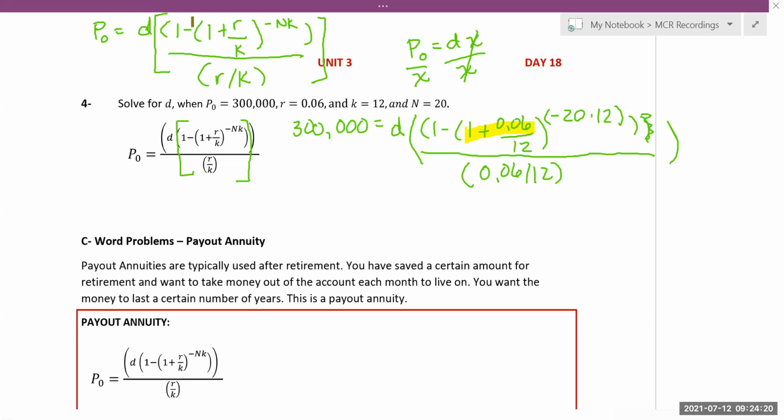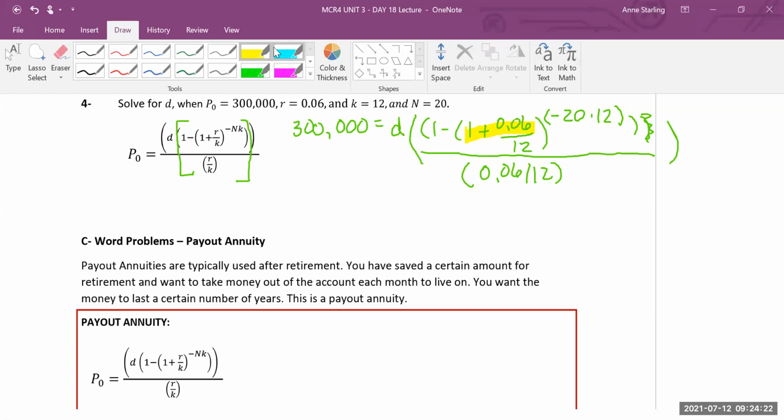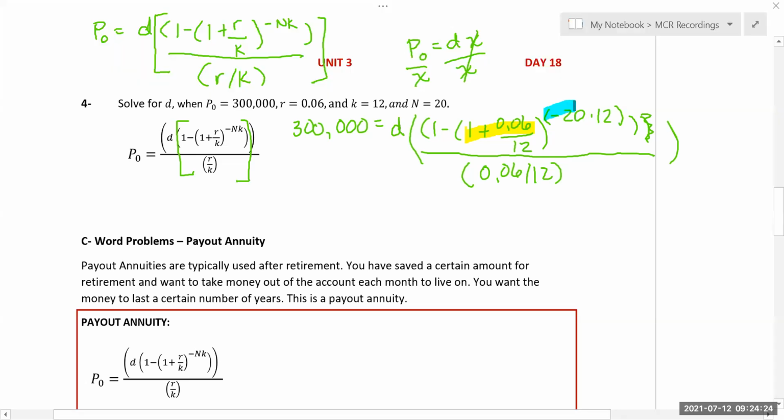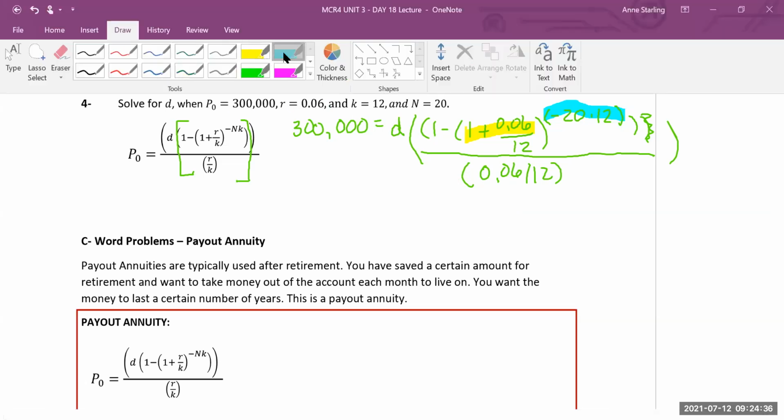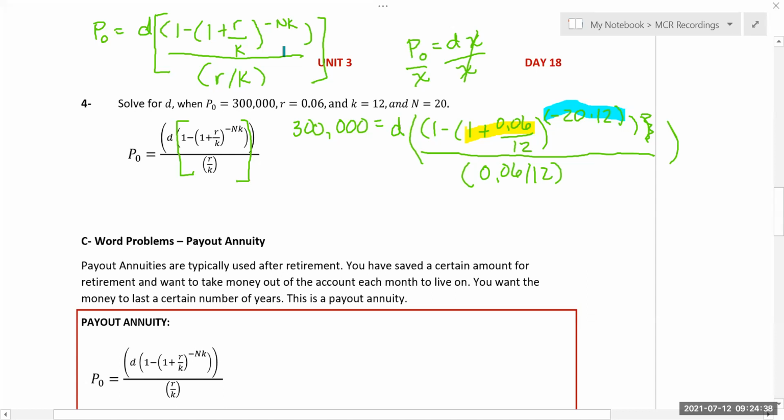And then I would raise that to this piece, then subtract it from 1, divide it by 0.06 divided by 12, then divide that number in. All right, so what you have if you're doing this correctly, and if you're not, just go back and try it again. This whole piece, do it separately.